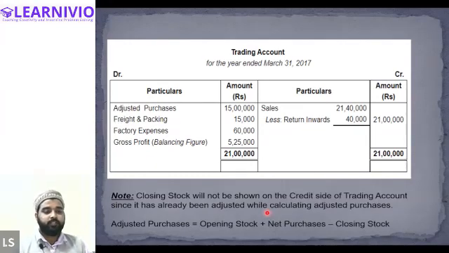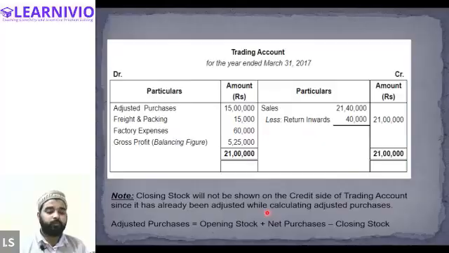So value of sales, you have taken 20 lakh, 21 lakh after adjusting the return inwards. No, I didn't adjust the return. Return inward is basically the sales return. Okay. You will have to adjust that. You already know about this, no? No, I thought you wouldn't include it.